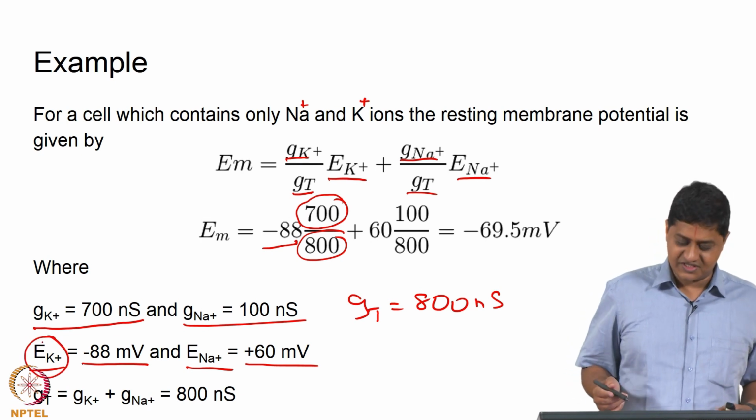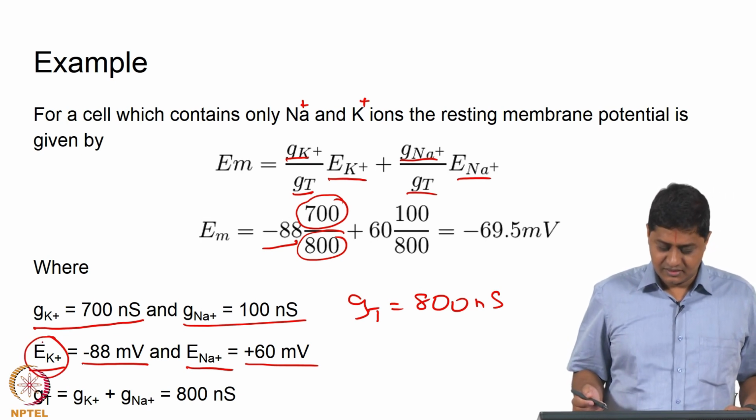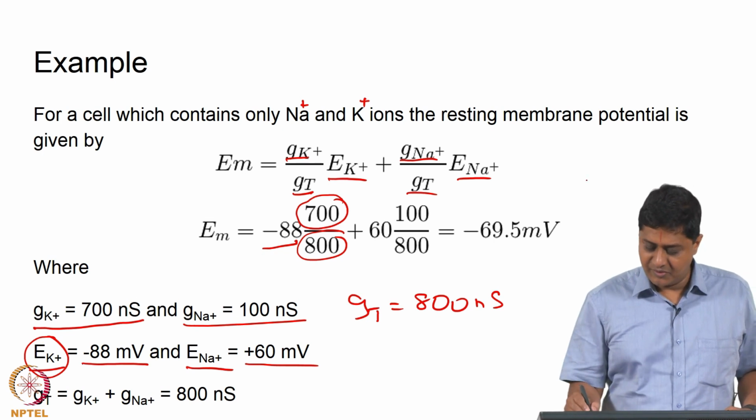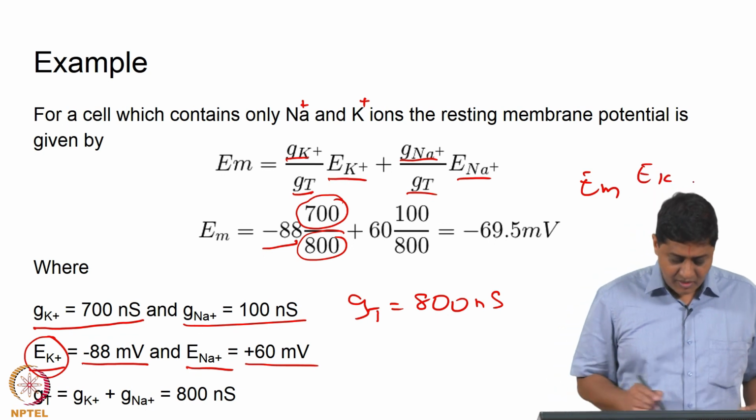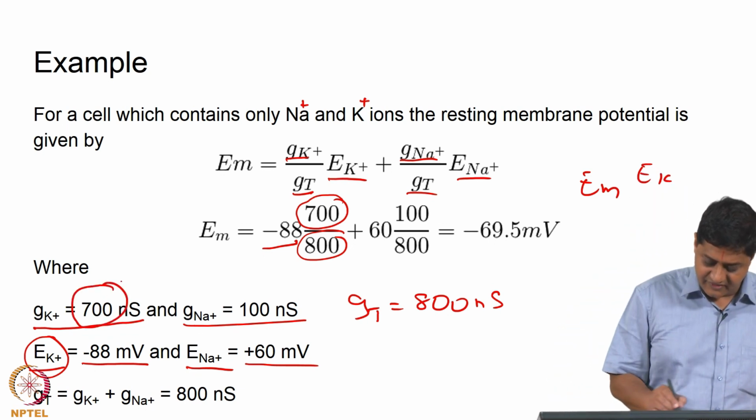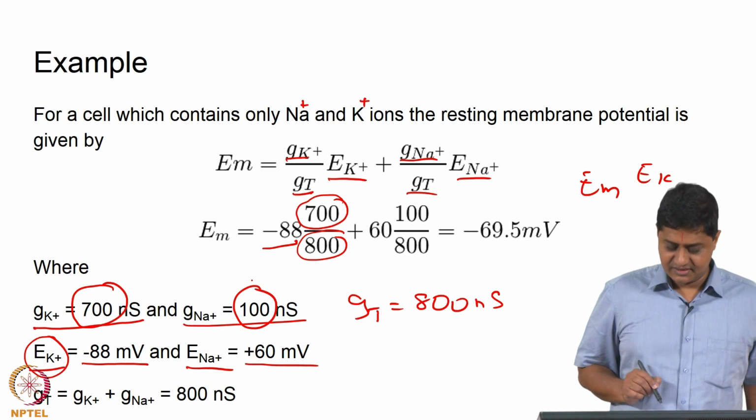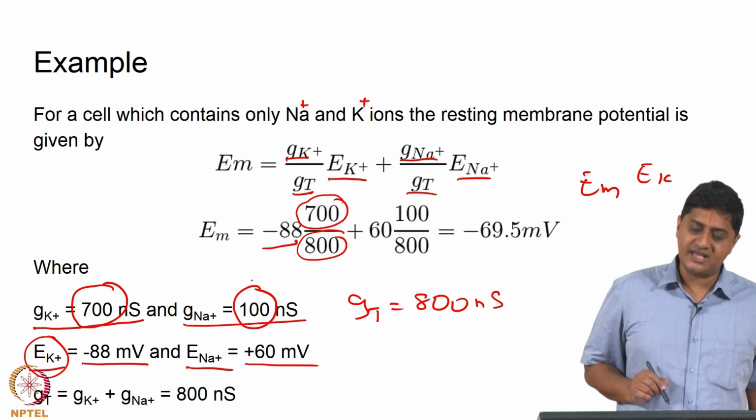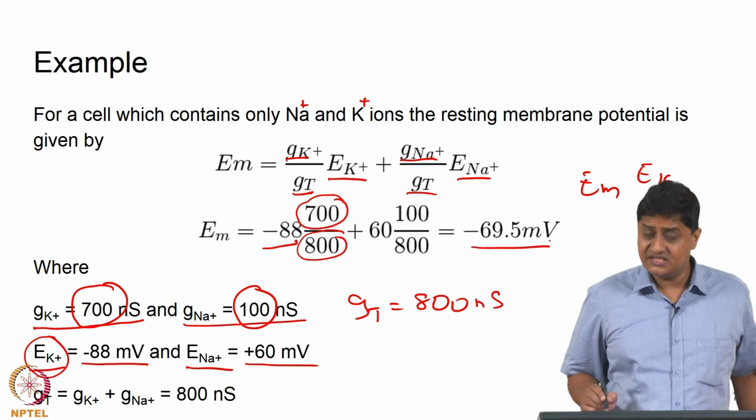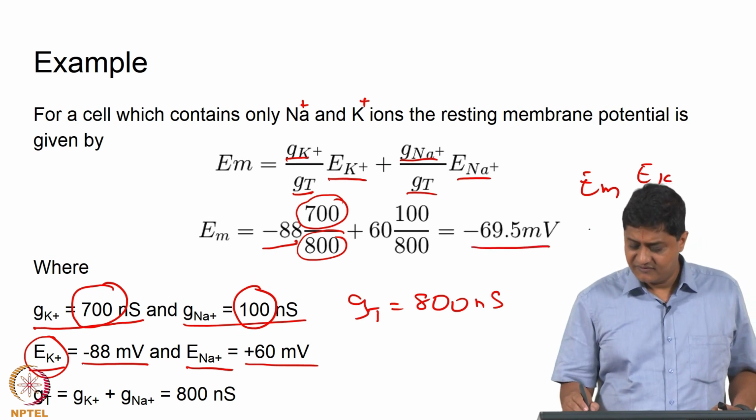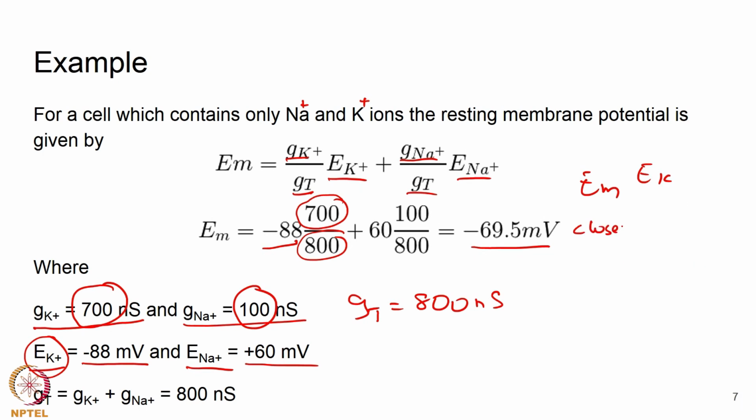Now, it is very easy to expect that the membrane potential EM will be close to EK. Why is that? Because out of 800, 700 units comes from GK. So, EM is about minus 70 millivolts, which is closer to minus 88 millivolts than to plus 60 millivolts.